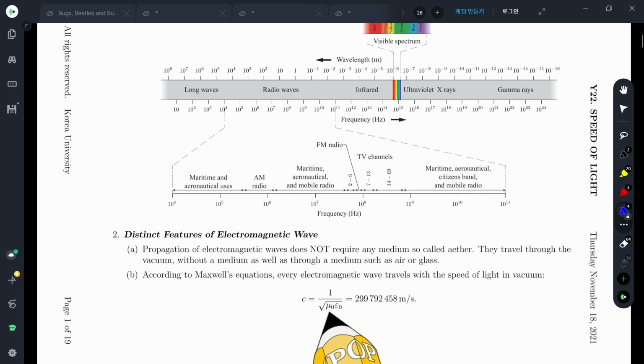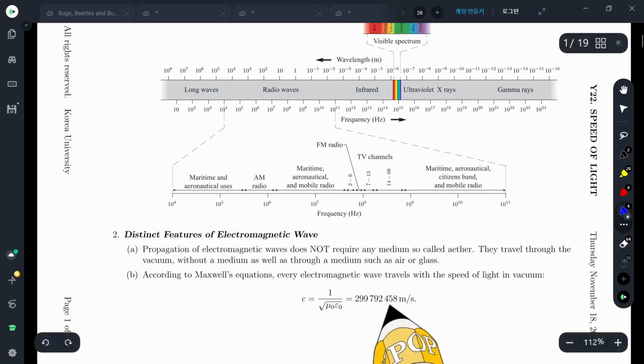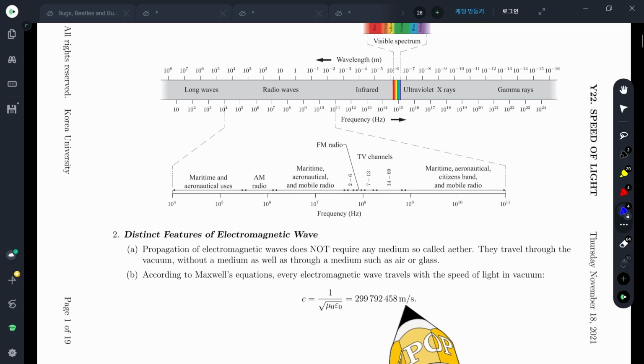Accidentally, Maxwell noticed that the product of these two numbers, which were known by the time he was living, although the number is 299,792,458 meters per second as known today, he noticed that if you take the product of the two numbers, take the square root, and the reciprocal of that number, it is exactly the same as the speed of light.